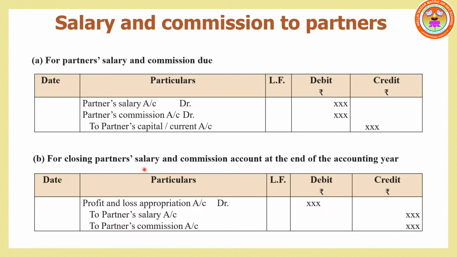For closing the partners' salary and commission account at the end of the accounting year, profit and loss appropriation account debit, to the particular partner's salary account, to the particular partner's commission account. So the closing entry will be given. Let me see how to do it.